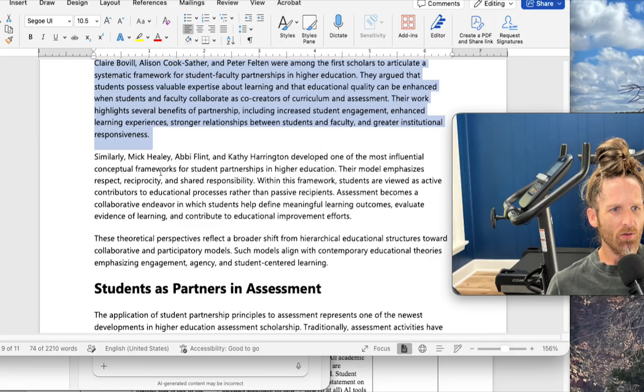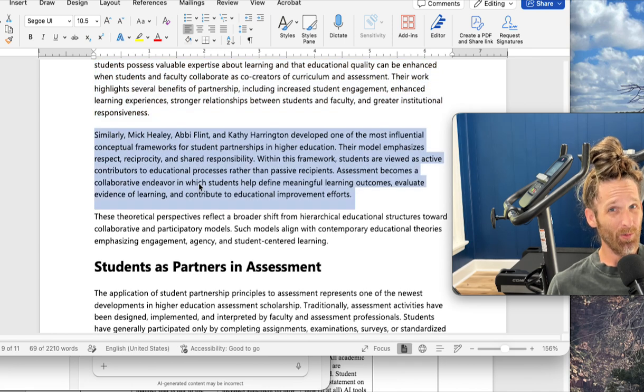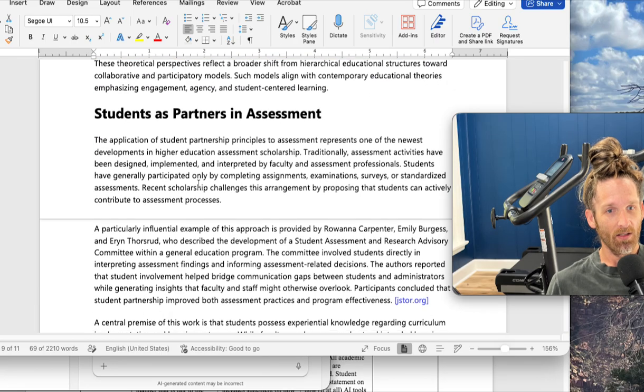Students are viewed as active contributors. That was like a repeat from the Cook-Souther paragraph. It doesn't tell me at all what that looks like. I haven't learned anything about that. That's it. It's like these vague connections are made and vague descriptions. I haven't learned anything about how to involve students in this process.